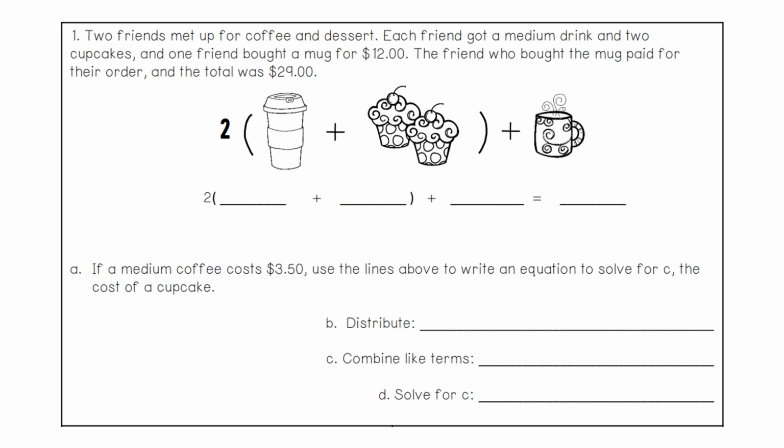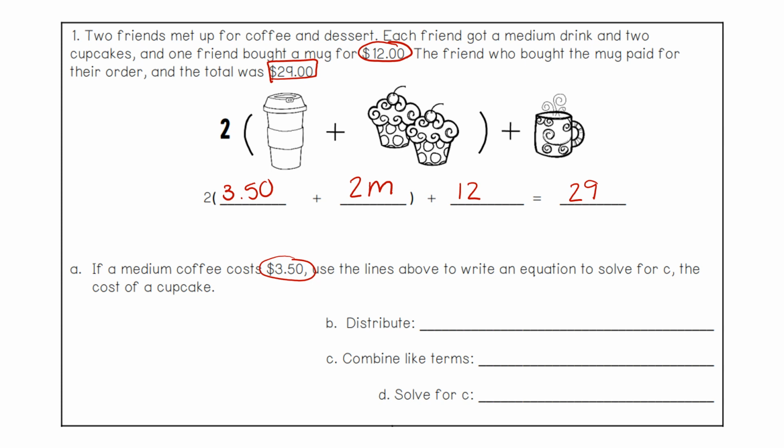Friends met up for coffee and dessert. Each friend got a medium drink and 2 cupcakes, and one friend bought a mug for $12. The friend who bought the mug paid for their order, and the total was $29. So when we are solving this problem, we're going to use the information provided at the bottom that the medium coffee costs $3.50. We know that they bought 2 muffins each, but we don't know how much those muffins cost. And it does tell us that the mug cost $12. It also tells us that our total was $29.